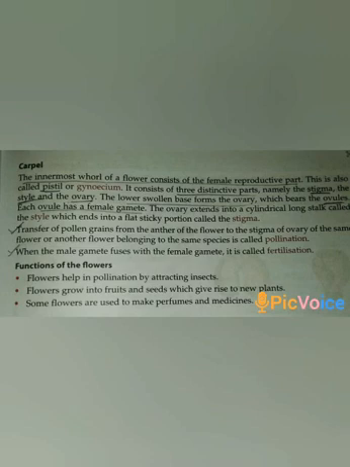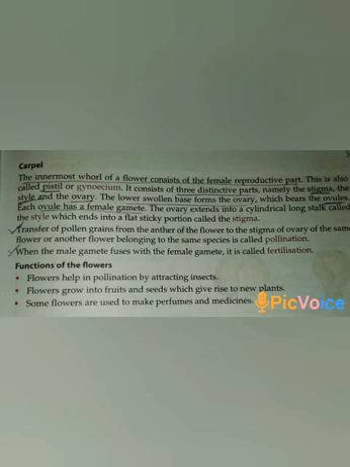stigma. Then, what is pollination and what is fertilization? Transfer of pollen grains from one anther of the flower to the stigma of the ovary of the same flower or another flower belonging to the same species is called pollination. Then fertilization: when the male gamete fuses with the female gamete, it is called fertilization.